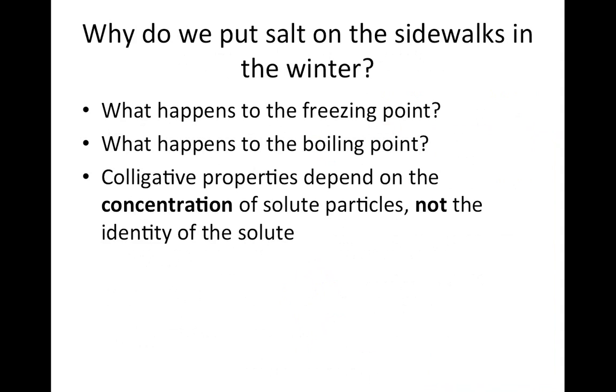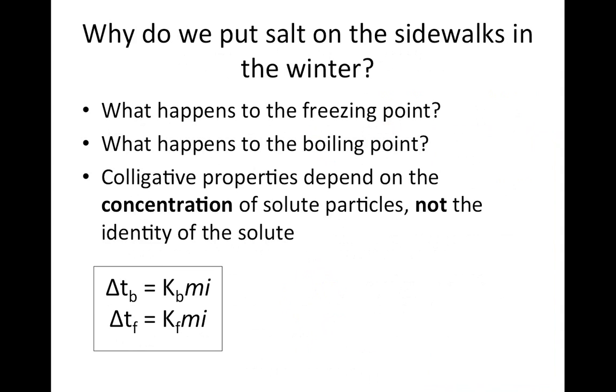We can use two different equations to look at the effect that the addition of a solute to a solvent has on the boiling point and the freezing point. These equations are shown here. Delta TB, or delta TF, refer to the change in boiling point or the change in freezing point. They are calculated as any change is calculated, the new freezing point minus the initial or old freezing point. Let's say that we add salt to a solution so that the new boiling point is 105 degrees Celsius instead of 100 degrees Celsius. The change in boiling point, or delta TB, is 5 degrees Celsius.